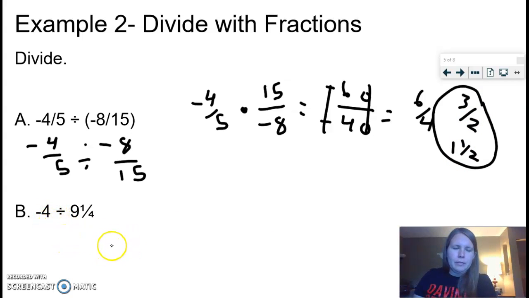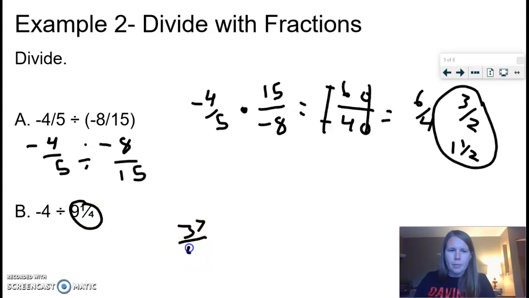Alrighty, the next one, we've got -4 divided by 9 1/4. In this one, we're going to do the same thing, keep, change, flip. But before we go too far, we're going to make this 9 1/4 into an improper fraction. I take the 9 times the 4, which is 36, add it to the 1 up top, so now I have 37 on top and 4 on the bottom. That's how I got the top part: 9 times 4 is 36, add it to the numerator, and keep the same denominator. So now I'm at -4 divided by 37/4.